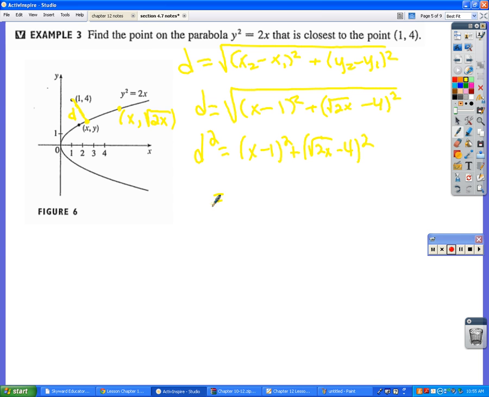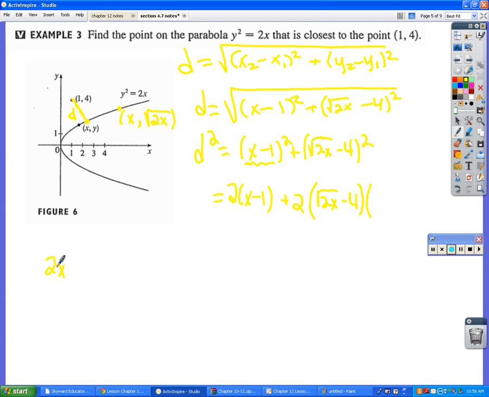Okay, what's the derivative of this? 2 times x minus 1 to the first. Technically I'm using the chain rule, so I'd multiply by the derivative of that stuff, but that's just going to be 1, so it's not going to matter. Plus the derivative of this, which is a little trickier because of the square root in there. So I again put the 2 in front, times the square root of 2x minus 4. Now I have to go times the derivative of the stuff inside.